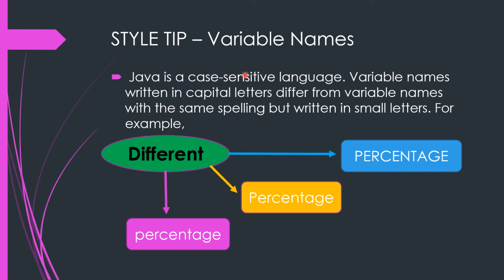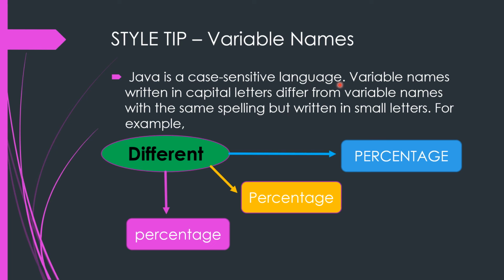Java is a case sensitive language. Variable names written in capital letters differ from variable names written with the same spelling but in small letters. So basically, by case sensitive language, we mean that different cases are treated as different things in Java.